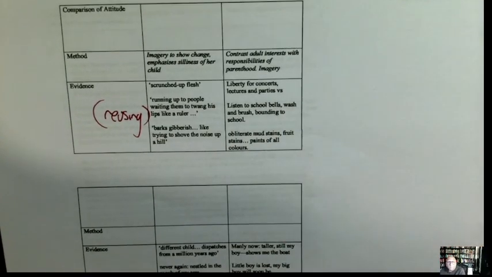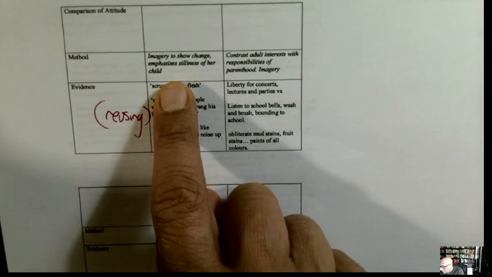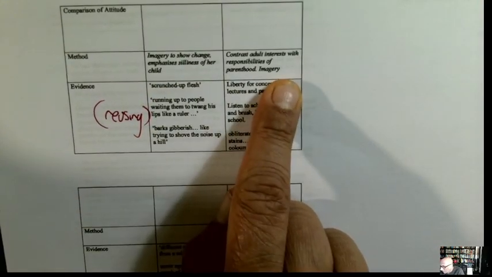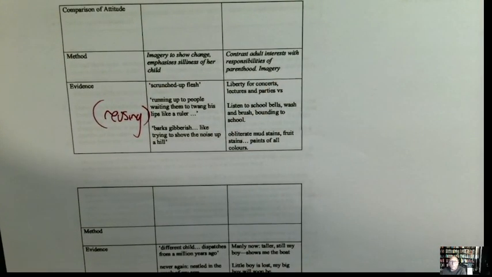Source B, right? She's missing her son and she has this kind of nostalgia. Liberty for concerts, lectures, and parties. That's her life now. Whereas before it was school bells, wash and brush, bounding to school. She had to obliterate mud stains, fruit stains, paints of all colors. She contrasts adult interests with responsibilities of parenthood. And for me, again, that's imagery. So we get imagery to show change, imagery to show something quite different.